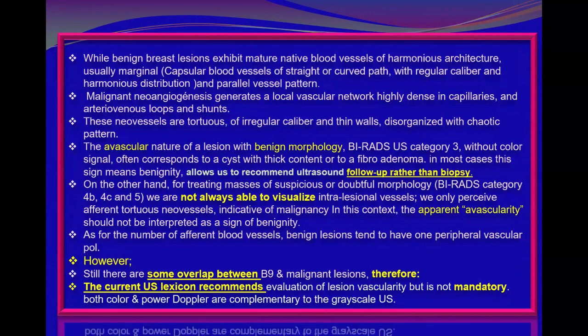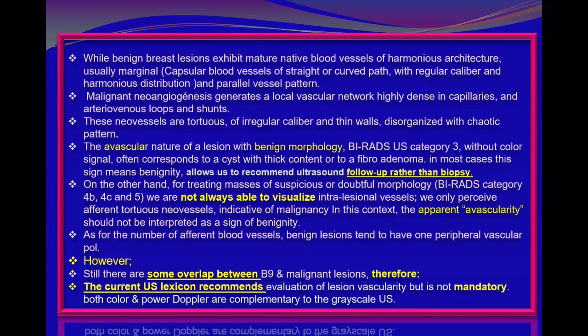So while benign breast lesions exhibit mature native breast blood vessels of harmonious architecture, usually marginal or capsular blood vessels, straight or curved with regular caliber and harmonious distribution, and parallel vessel sign or parallel vessel pattern. Okay, these are associated with benignity.